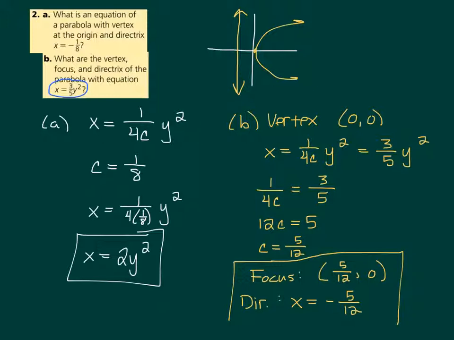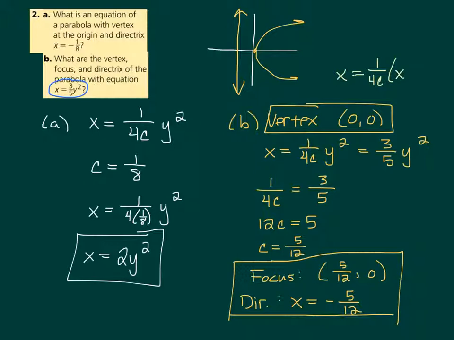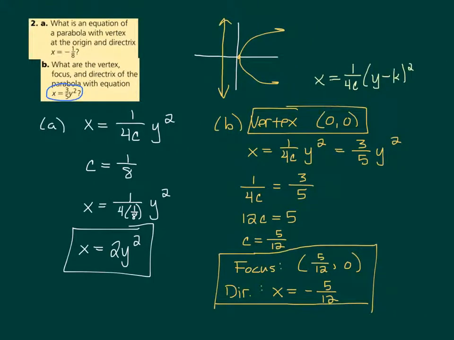So they wanted vertex, focus, and directrix. They've got vertex, focus, and directrix. So how did we know the vertex was the origin? For a horizontal parabola, the general form, if the vertex were not the origin, is x equals a times y minus k squared plus h. So there's nothing like this, there's nothing like this, so I know that the vertex is 0, 0, which is the origin.